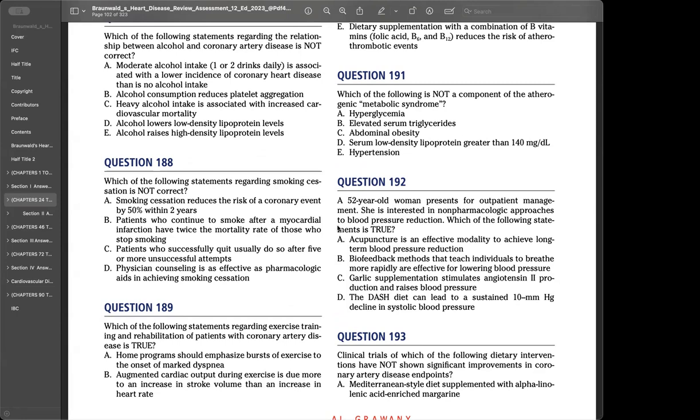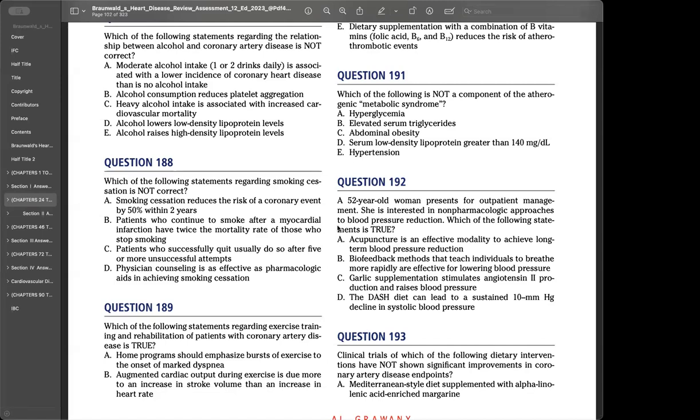Question 192. A 52-year-old woman presents for outpatient management. She is interested in non-pharmacologic approaches to blood pressure reduction. Which of the following statements is true?